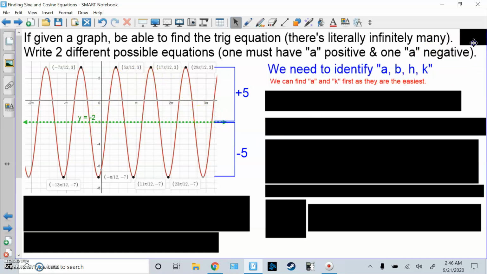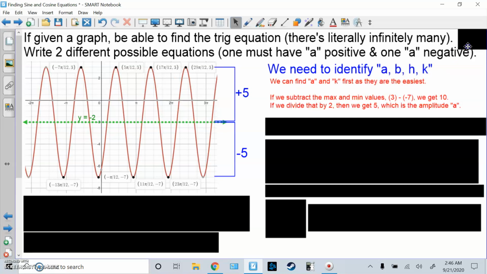So first, we need to identify a, b, h, k. We can find a and k first, as they're the easiest. So notice, if you subtract the max and min values, the maximum is 3, the minimum is -7. 3 minus -7, you get 10, because that's 3 plus 7. Then we have to divide that by 2, and we get 5. That's our amplitude. So we have to find the middle, but it's 5 from the middle. So the middle plus 5, the middle minus 5.